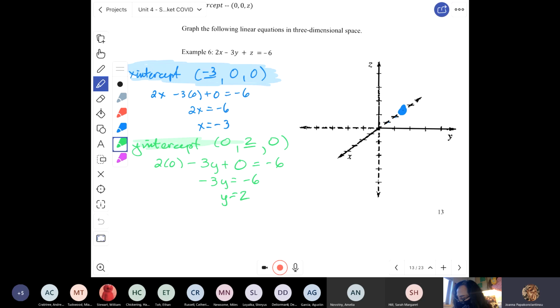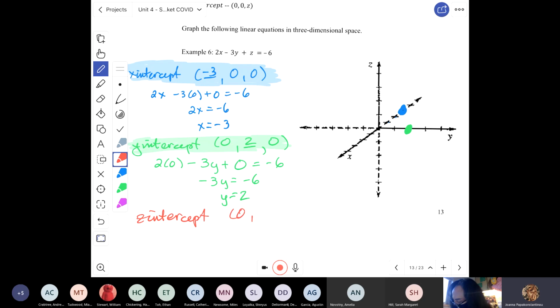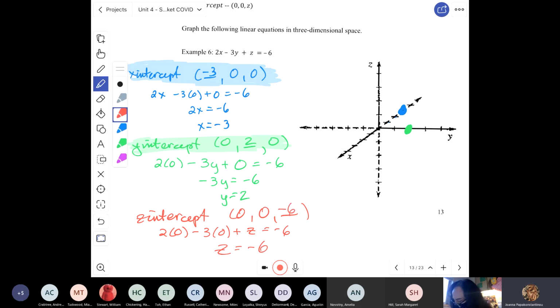So how am I going to graph that y-intercept? Where am I going to go from the origin? To the right 2. Okay, and last but not least, let's go ahead and find our z-intercept. Set x equal to 0, y equal to 0, and solve for z. And what is z? -6. So here is my z-intercept.